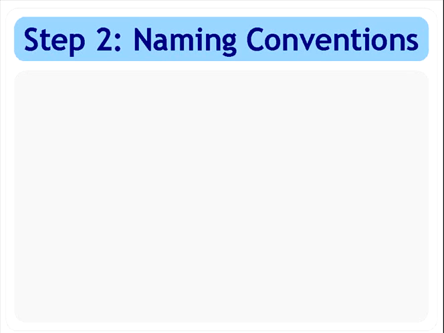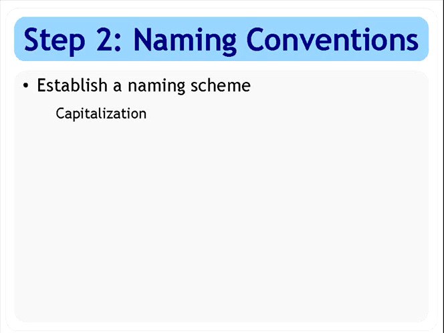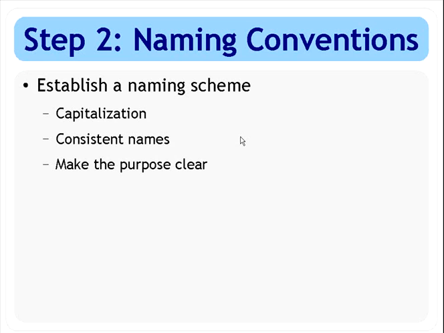Okay, I'll just type them in as they come up and I'll continue in the meantime. Naming conventions, a very, very, very important thing. Establish a naming scheme. Stick to it. Naming scheme means agree on a way of capitalization, use consistent names, and make the purpose clear.